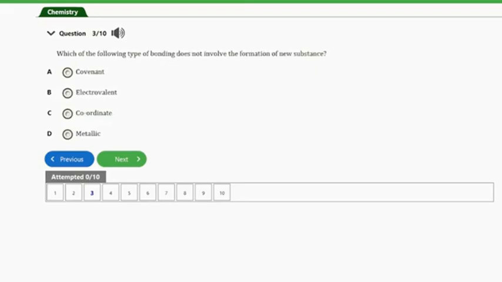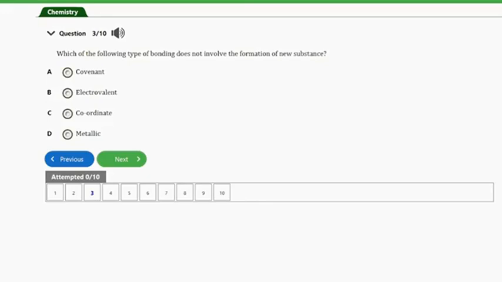Let's quickly check out the next question, and that's question number 3. The question says, which of the following types of bonding does not involve the formation of a new substance? A. covalent, B. electrovalent, C. coordinate, and D. metallic. So guys, the answer to this question is option D, and that's the metallic bond.